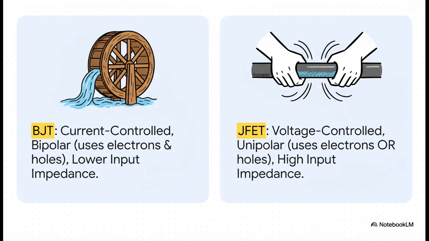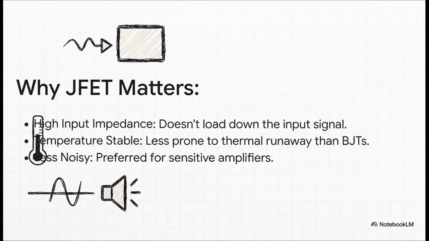And here's the big one. A JFET has an extremely high input impedance. That means it doesn't really draw any current from the circuit that's controlling it. So why do we even care? Why would an engineer pick a JFET over a BJT? Well, there are a few huge reasons.